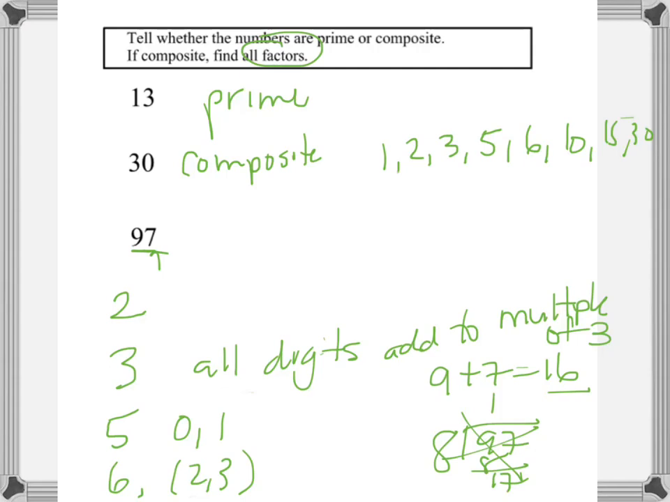For 9, 9's a lot like 3. If I add the digits together, I'd get 16. If this is a multiple of 9, then the number originally was a multiple of 9. So none of those check. Since I checked the numbers between 1 and 10 and none of them are factors of 97, we can say that 97 is a prime number. Okay.